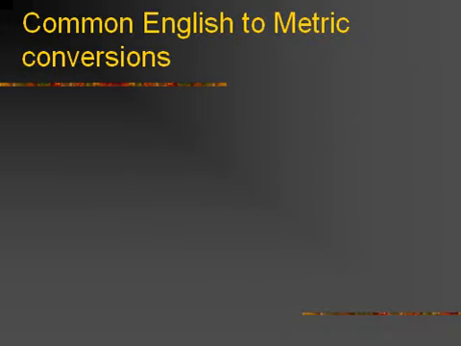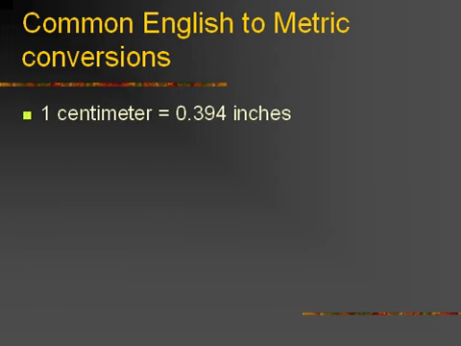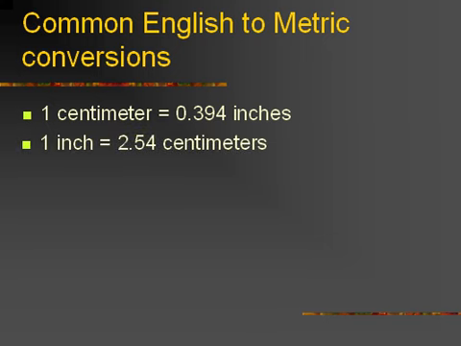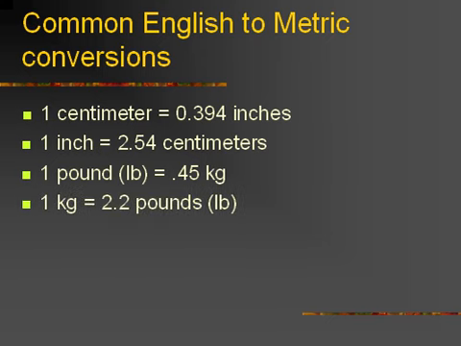Now, some common English to metric conversions, though I don't use these very often. A centimeter is equal to 0.394 inches, but the one I always remember is 1 inch is equal to 2.54 centimeters. I use that one a lot. A pound is equal to 0.45 of a kilogram, but the one I always use is 1 kilogram equals 2.2 pounds. That one you should be able to use, and I'll teach you a little trick about dividing by half and taking off 10%.